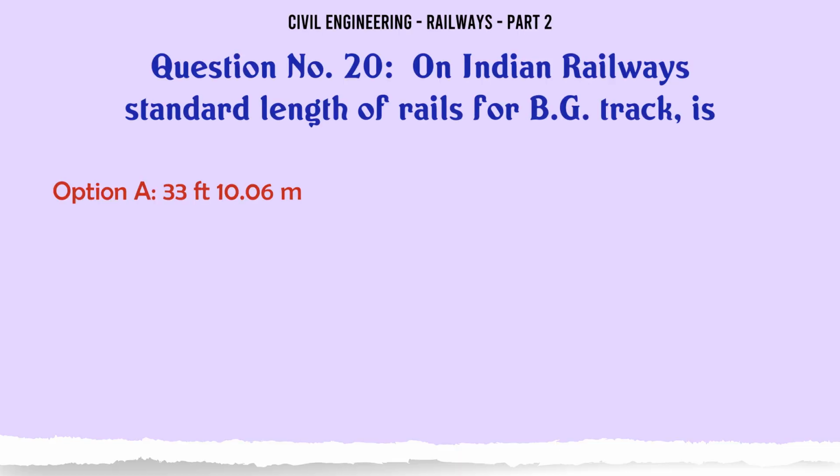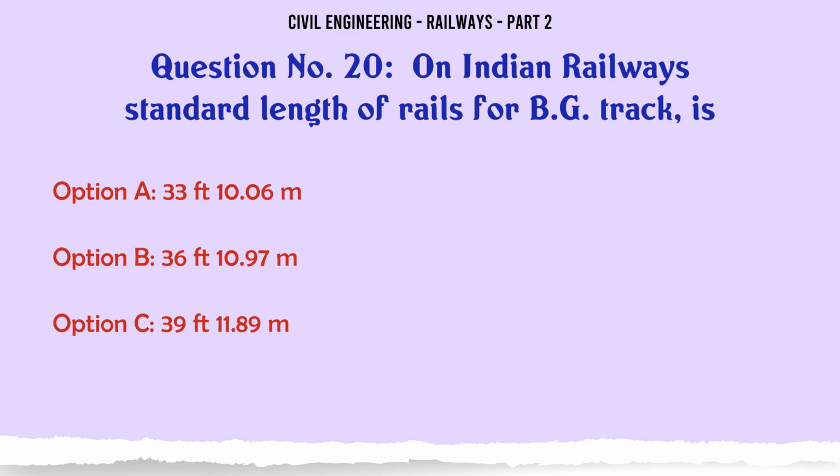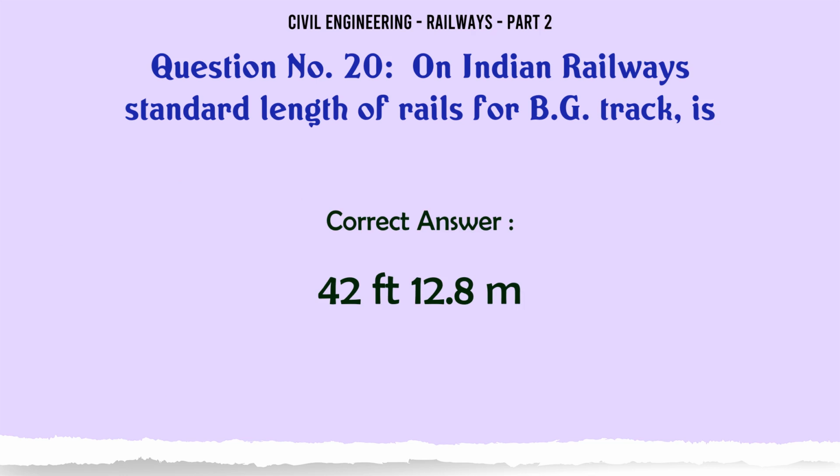On Indian Railways, standard length of rails for BG track is A. 33 feet, 10.06 m, B. 36 feet, 10.97 m, C. 39 feet, 11.89 m, D. 42 feet, 12.8 m. The correct answer is 42 feet, 12.8 m.